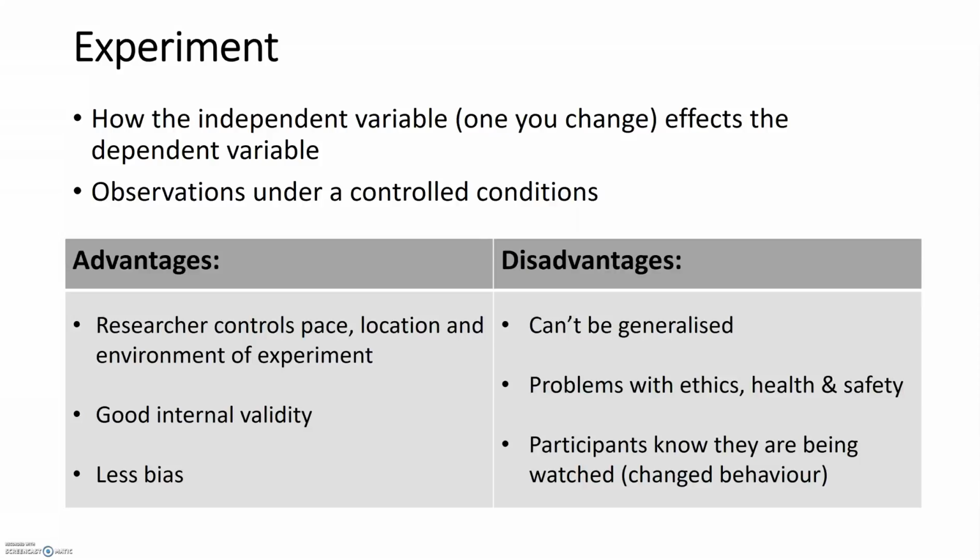And the advantages of this are that the researcher gets to control the pace, the location, and the environment of the experiment. There's good internal validity because obviously they get to choose where they do it, and it's also less bias. Disadvantages, however, are that it can't be generalised, especially if it's done in a lab. There are problems with ethics, health and safety, and participants know they're being watched. They might change their behaviour to do what the researcher wants them to do.